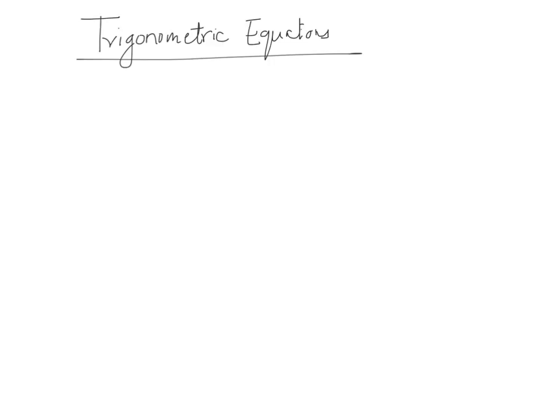Hi, in this session we will look at solutions of certain trigonometric equations. Now we already know that the solution to the equation cos x equal to 0 is x equal to (2n plus 1) times pi by 2, where n belongs to the set of integers, that is, all values of angles which are odd integer multiples of pi by 2 satisfy the equation cos x equal to 0.